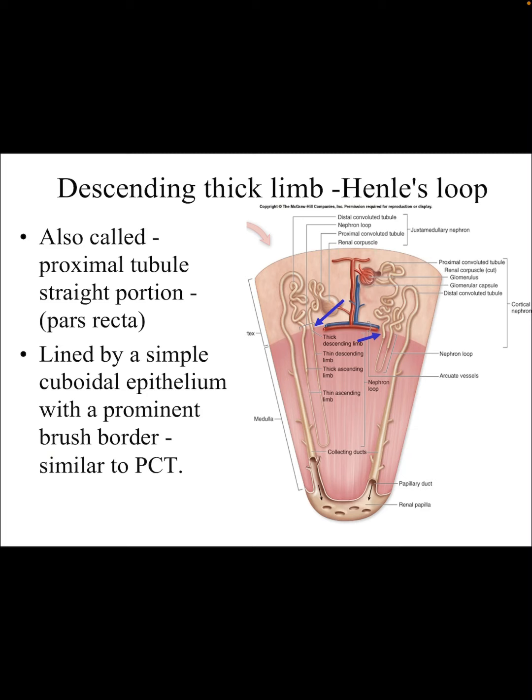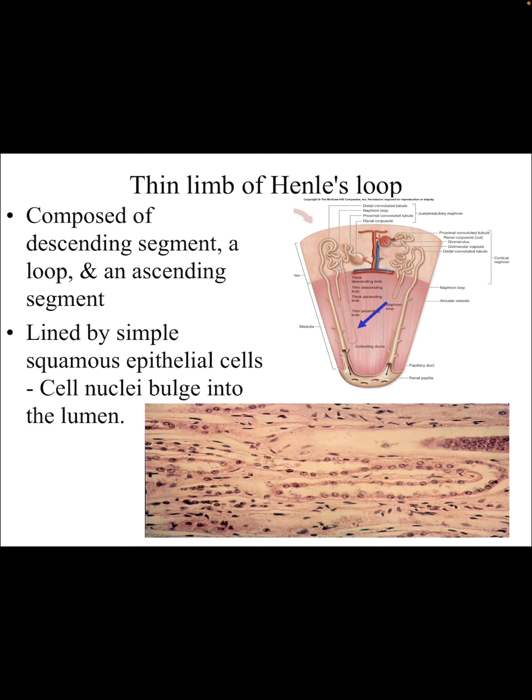After that, we have the descending loop of Henle, and as I said, the loop of Henle consists of two portions. We have the descending part and we have the ascending part. The second thing, we have this portion here, we call it the thick portion, whereas this one here we call the thin portion. They call it descending thick portion because the lining is simple cuboidal epithelium with a prominent brush border, and usually this structure we can see in the area of the medullary rays.